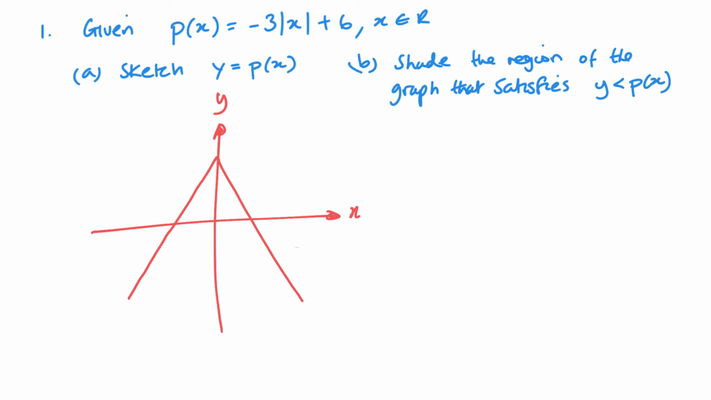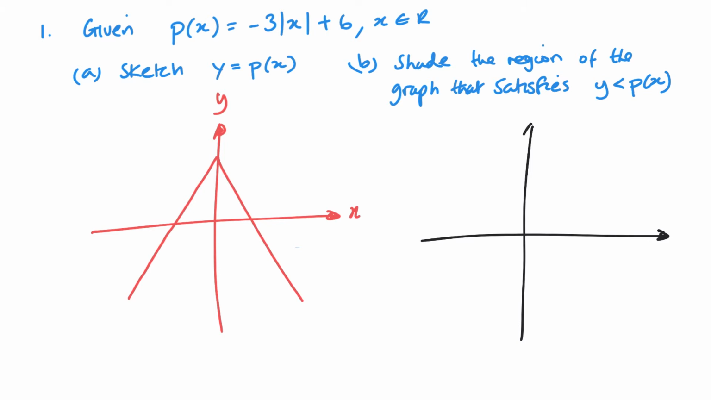Let's look at part B. Shade the region of the graph that satisfies y is less than p of x. So this is going to be underneath the graph. I'm just going to re-sketch it again.